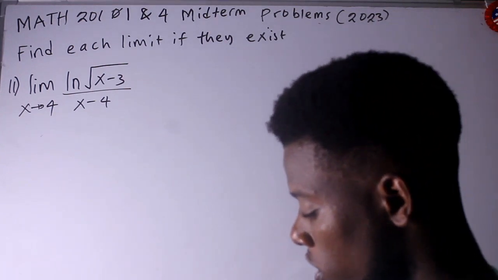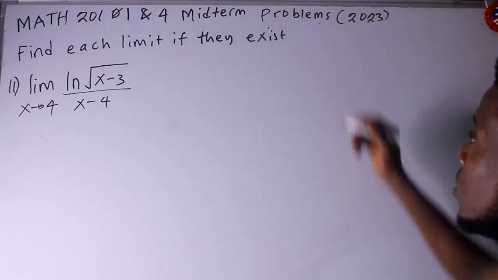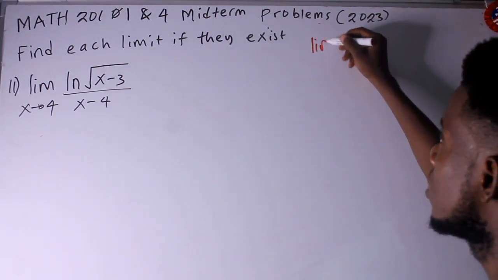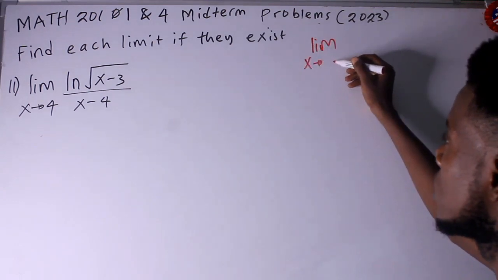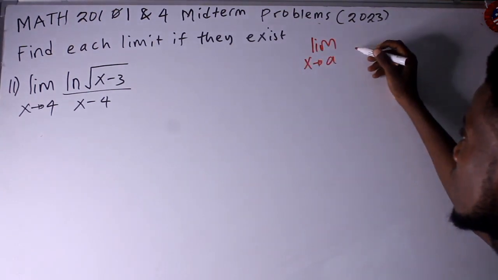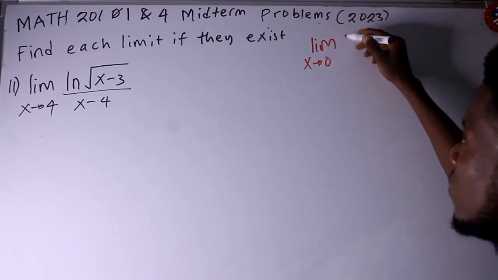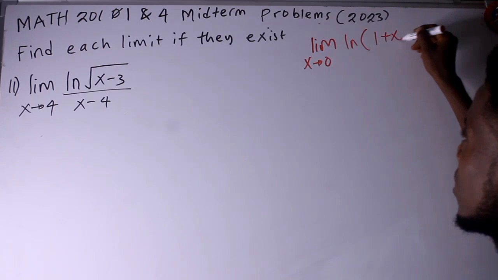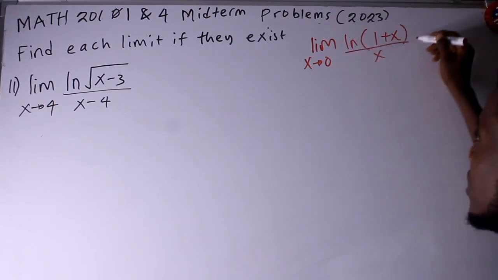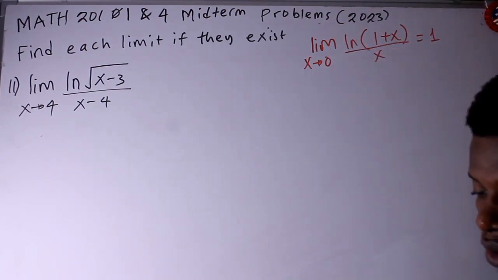But remember that we're going to use this rule to evaluate this limit. The rule says that the limit as x approaches 0 of the ln of 1 plus x all divided by x is 1. That's the rule we're going to use here.